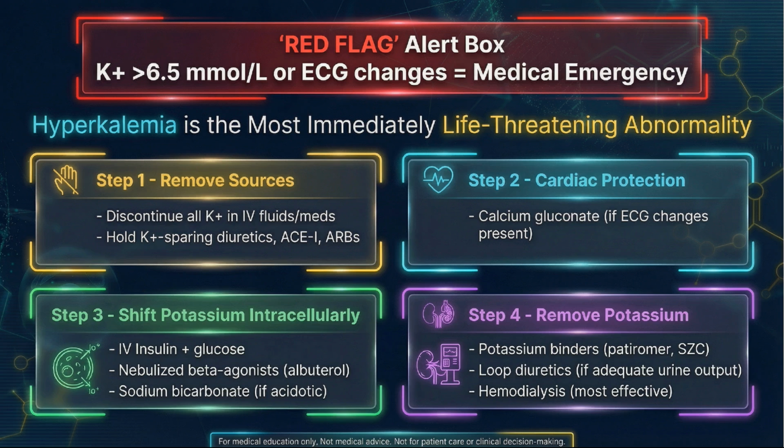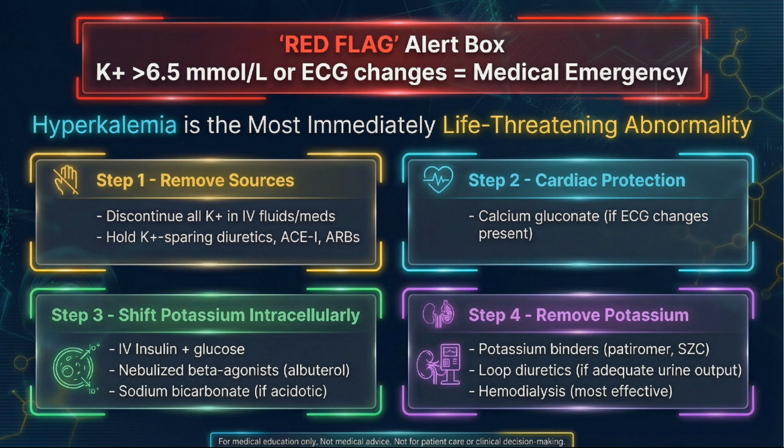Of all the metabolic derangements in TLS, hyperkalemia is the most immediately life-threatening. You must be prepared to manage it aggressively. A potassium level greater than 6.5 millimoles per liter or the presence of ECG changes constitutes a medical emergency. The management follows a stepwise approach.